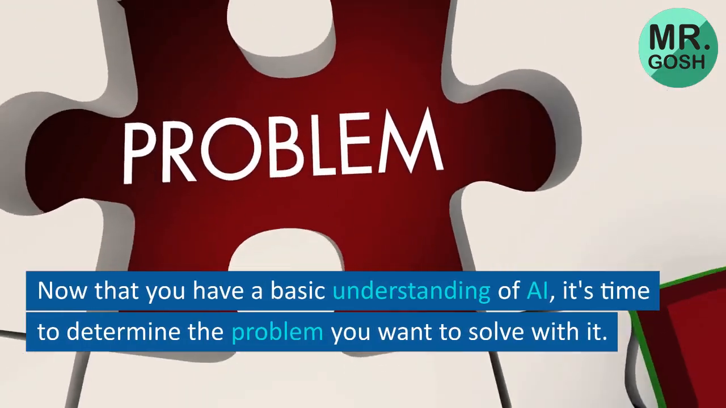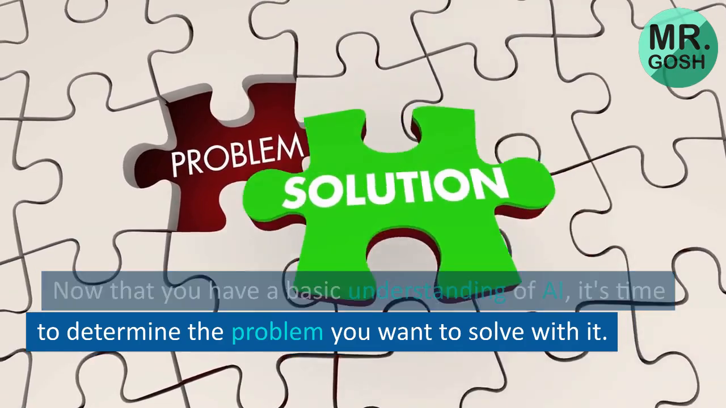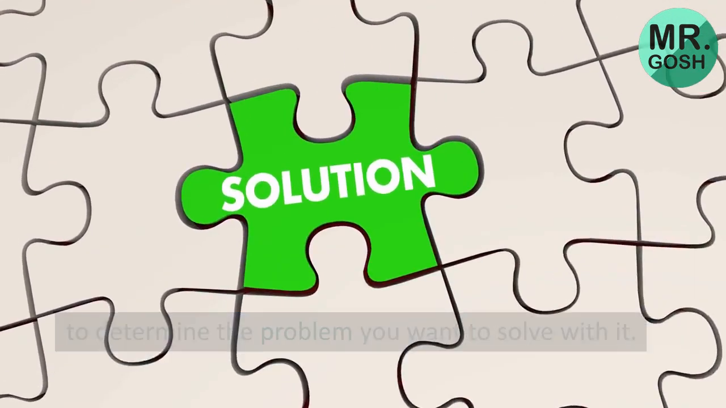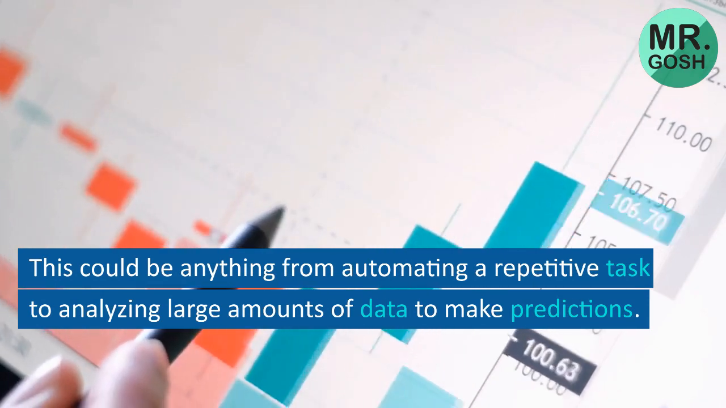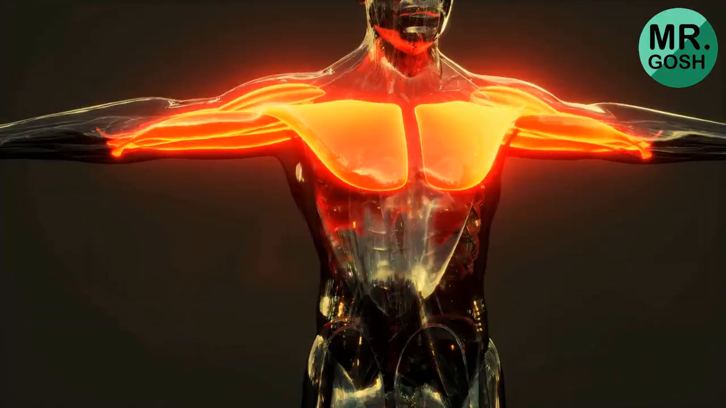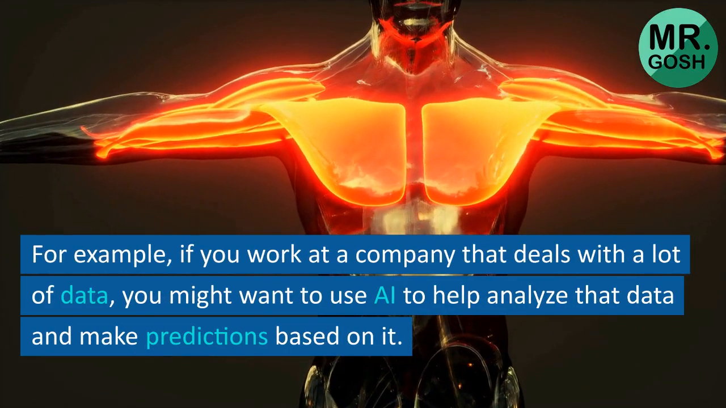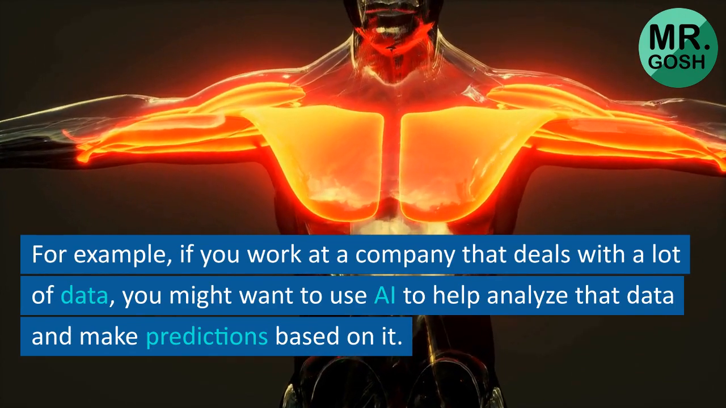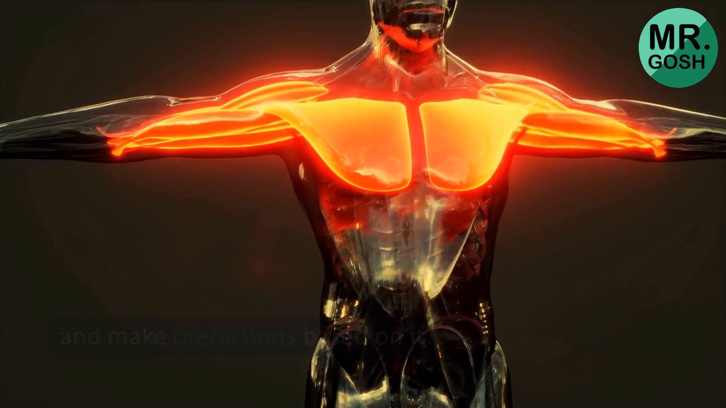Step 2. Determine the problem you want to solve with AI. Now that you have a basic understanding of AI, it's time to determine the problem you want to solve with it. This could be anything from automating a repetitive task to analyzing large amounts of data to make predictions. For example, if you work at a company that deals with a lot of data, you might want to use AI to help analyze that data to make predictions based on it.